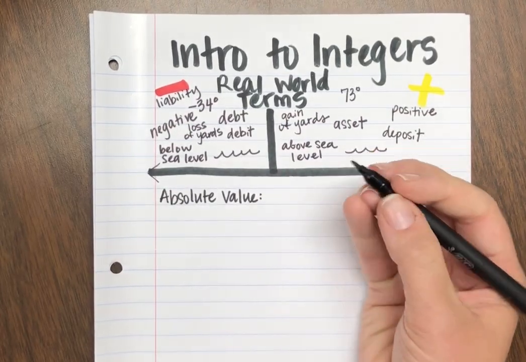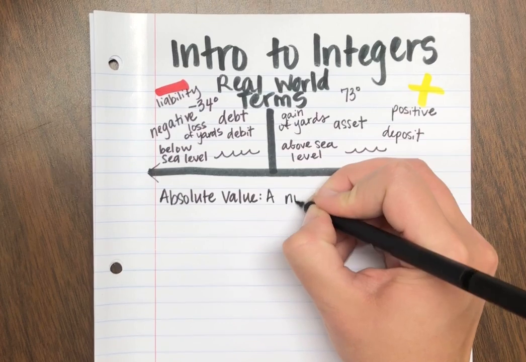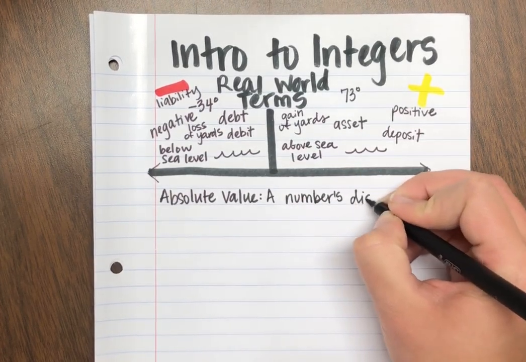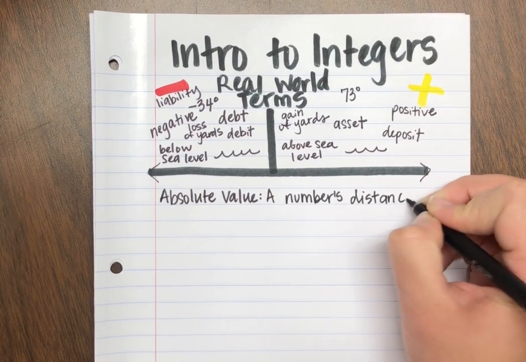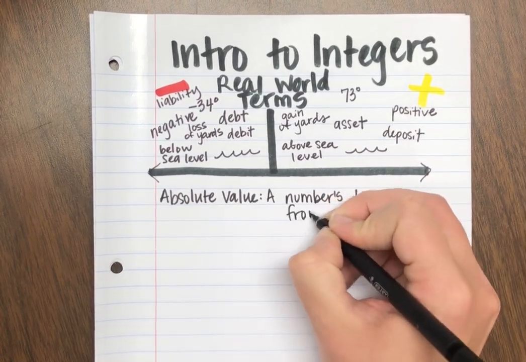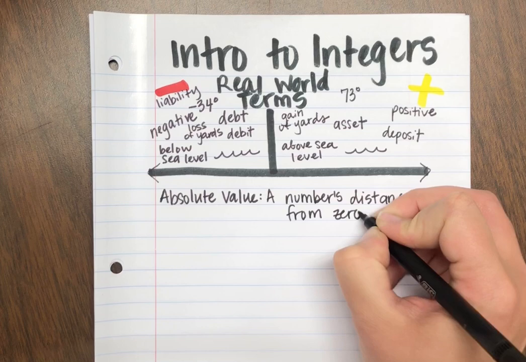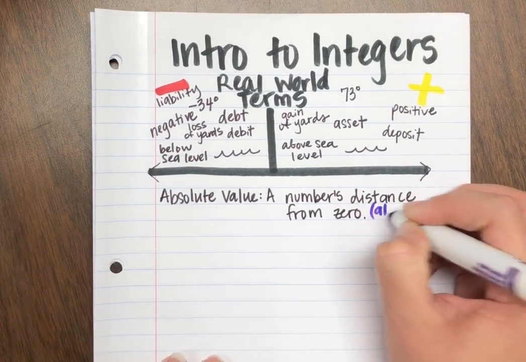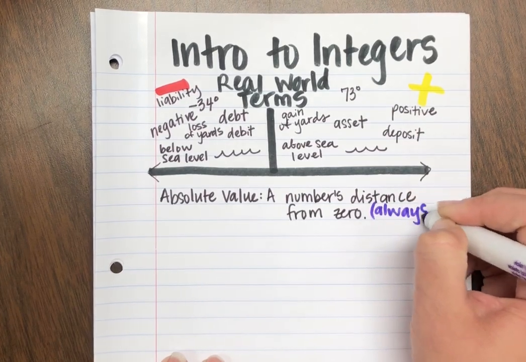So here's what absolute value is. Absolute value is a number's distance from 0. Okay, a number's distance from 0. And because it's a distance, it's always going to be positive. So I'm going to put that in some parentheses here. Always positive.